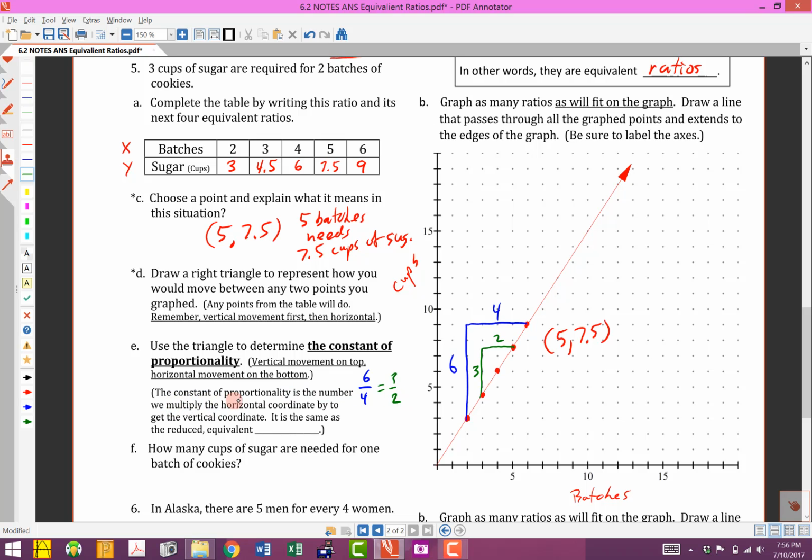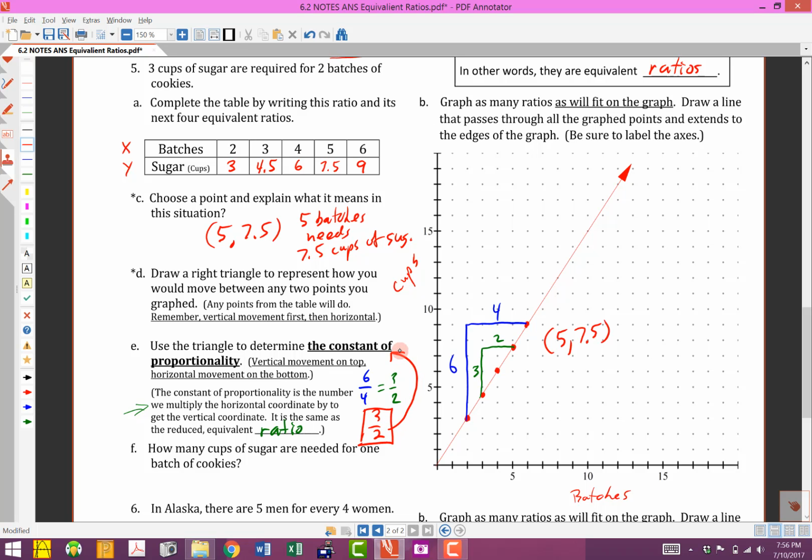Okay, so it says the constant of proportionality is the number we multiply the horizontal coordinate by to get the vertical coordinate. It's the same as the reduced equivalent ratio. We're going to cover more about this a little bit later, but you'll notice that if we reduce this ratio of the vertical over the horizontal, we get the same thing either way. So the answer on this problem is 3/2. This is what we call the constant of proportionality.